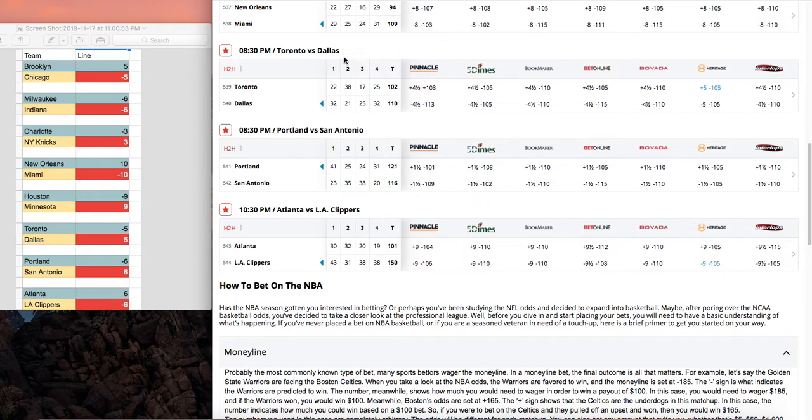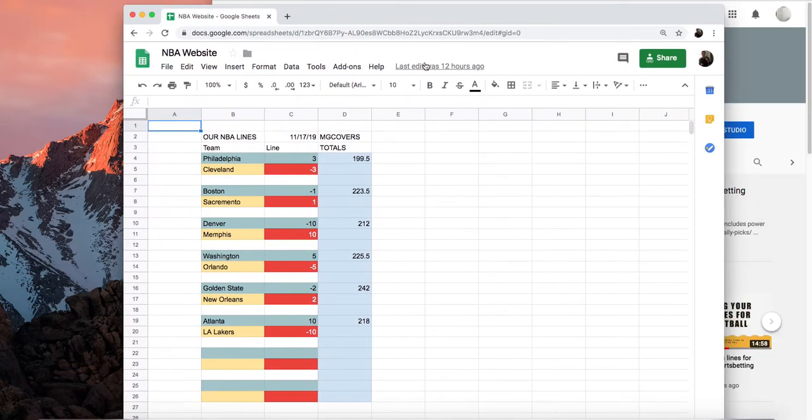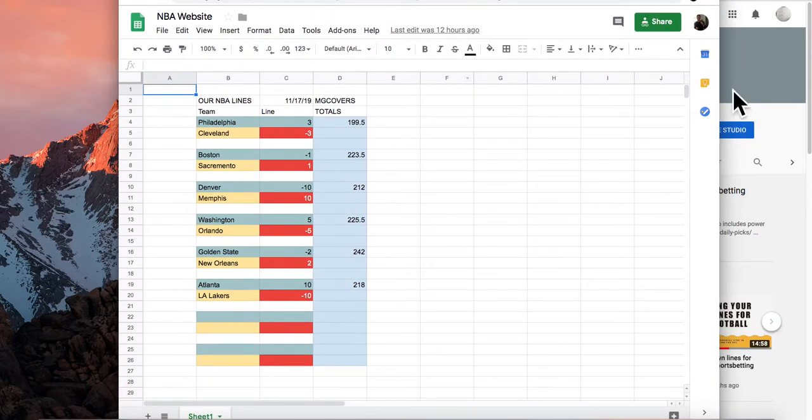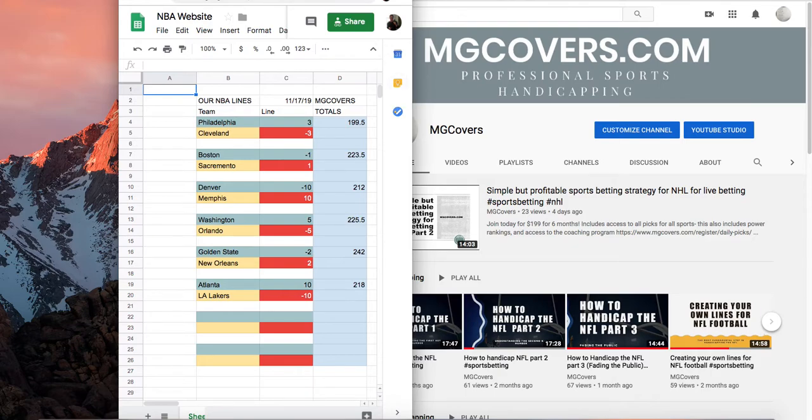Okay, let's look at the backside of here. So let's look at the next day here. These are power rankings from 11/17. Whoops, my bad here.